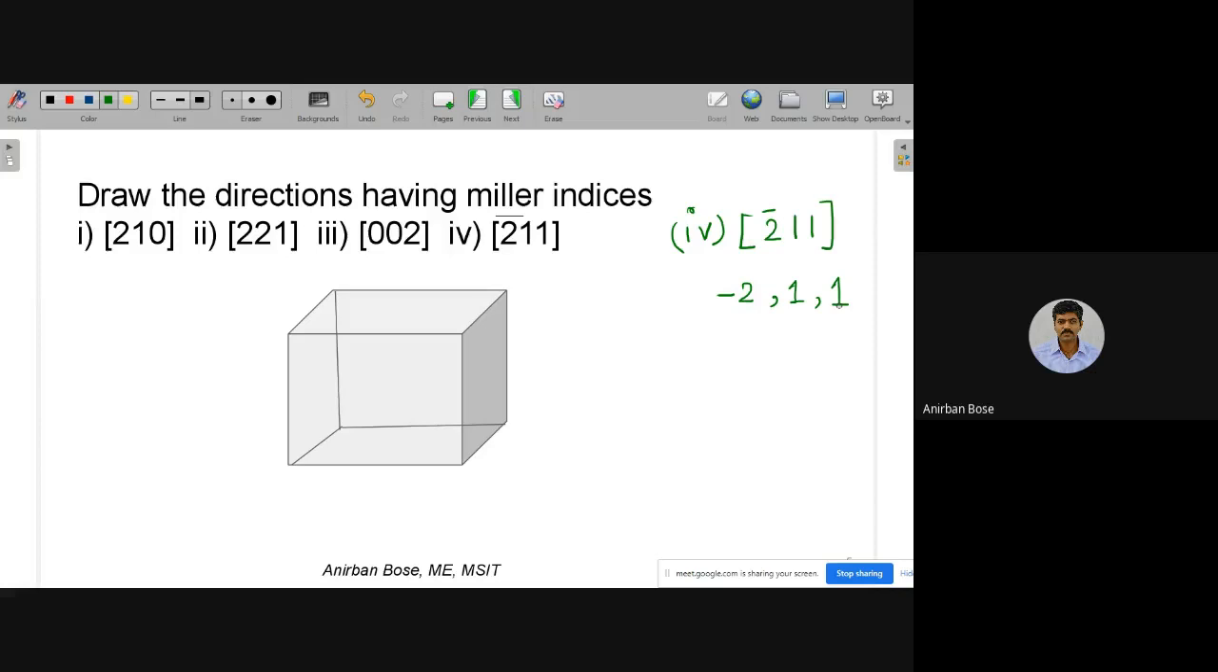Now you see, this is the first step that you have to do. Next, rather before this step, you have to define the origin and the axis. So let us consider this as the origin, O, and say this is A. Let us consider this is B, and say this is C.